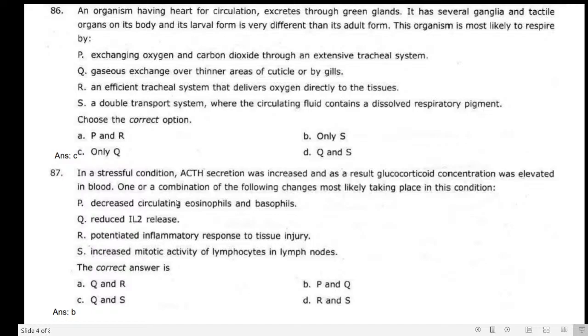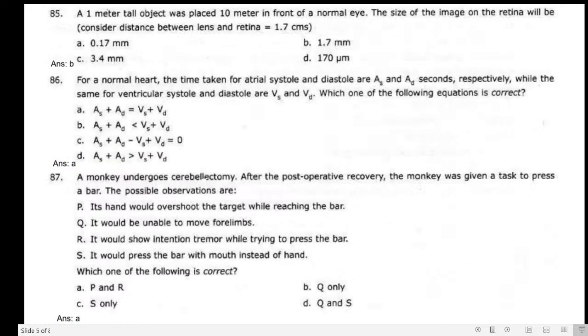ACTH secretion was increased, and that resulted in increased glucocorticoid. What is the reason behind it? It is B and C: decreased circulating eosinophils and basophils, the first reason. The second reason is reduced interleukin 2 release, which occurs in a stress condition. And another reason is decreased circulating eosinophils and basophils.